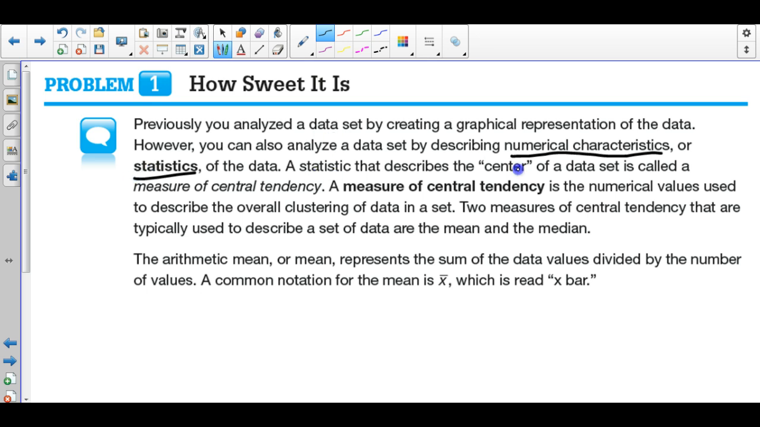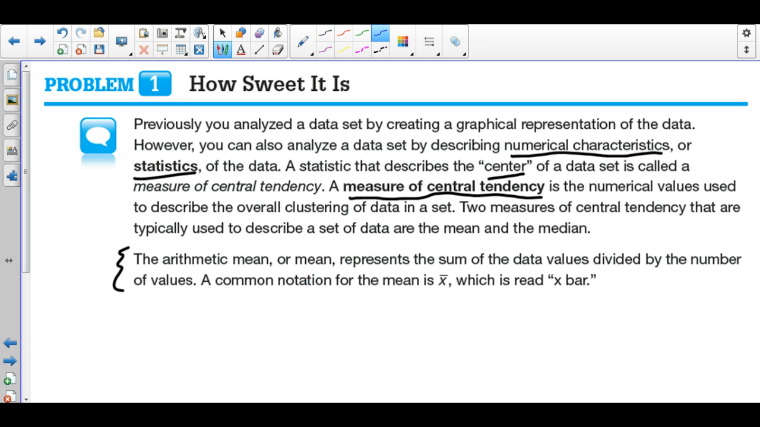So one statistic that describes the center of the data is called the measure of central tendency, which is something that you guys are probably used to doing. Calculating the mean, for example, would be a measure of central tendency. The median would also be.